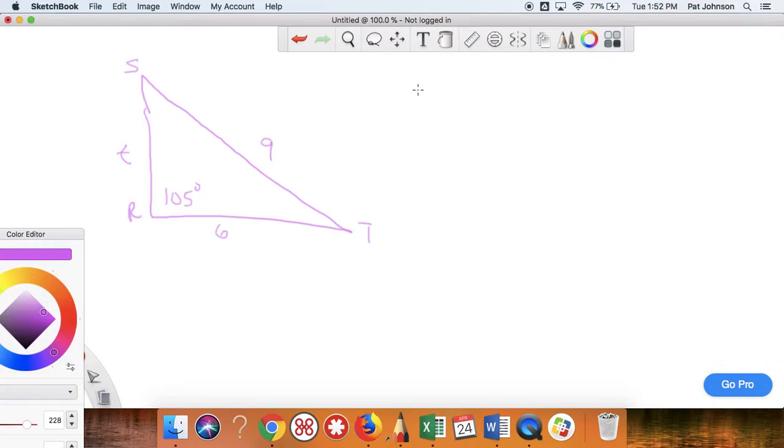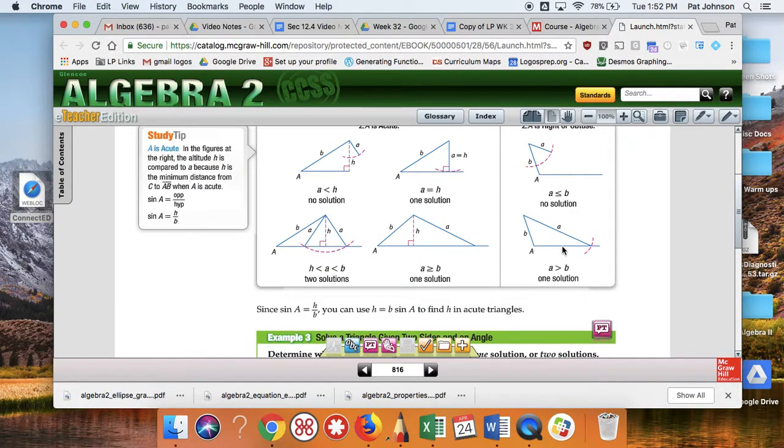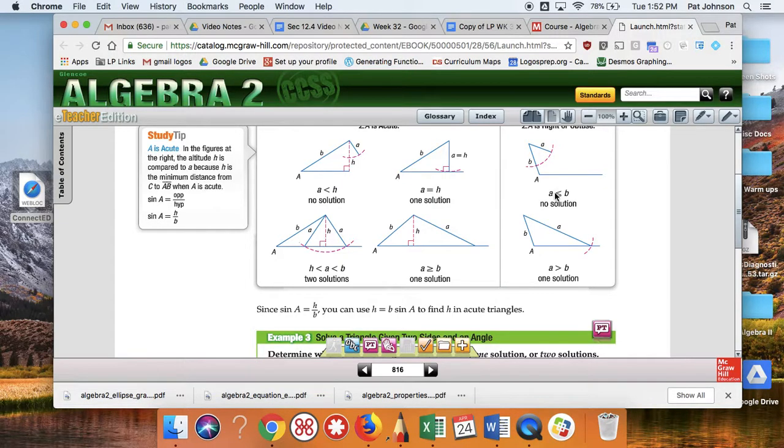So we're going to say we were given angle R, and little r is 9, and we're given little s, which is 6. So it's obtuse, right? This is angle R. So we're either going to have one solution or no solution. So let's consider this is little a, and this is little b. Since A is greater than B, we have one solution here.